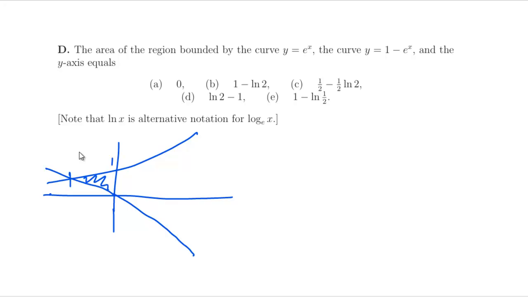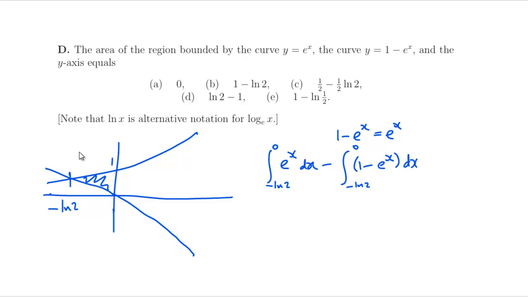So where are these intersecting? They're intersecting where we got 1 minus e to the x is equal to e to the x. So that's going to be, x is going to be log half, so minus log 2. So we want to do our integral from minus log 2 to 0 of, we're taking the 1 minus off of the other one. So e to the x dx minus the integral from minus log 2 to 0, 1 minus e to the x dx. So, well, these things aren't changing much.